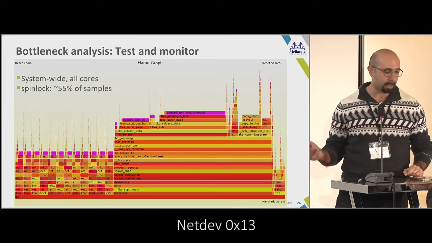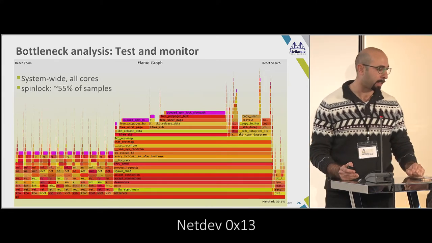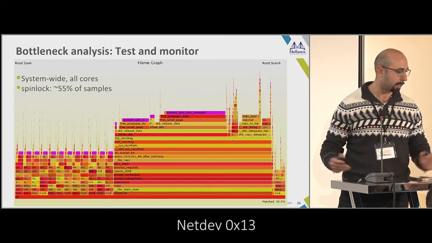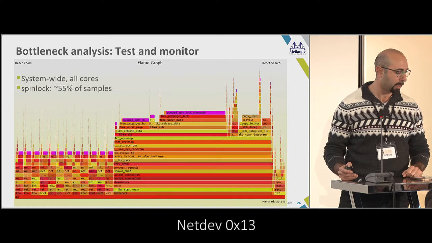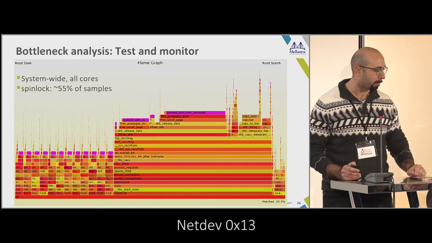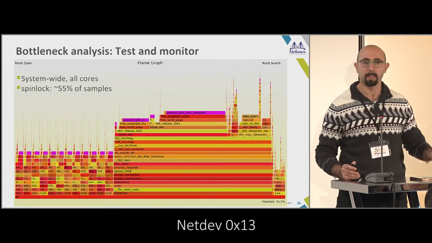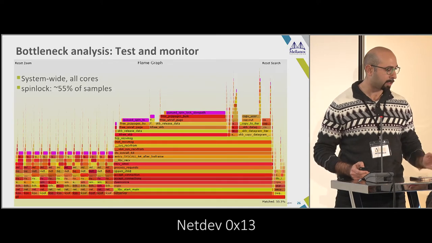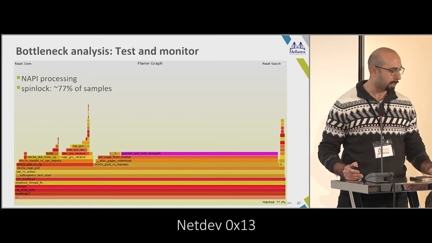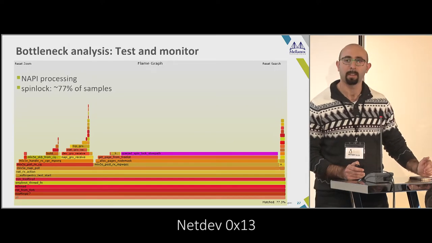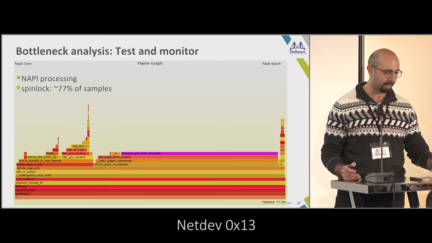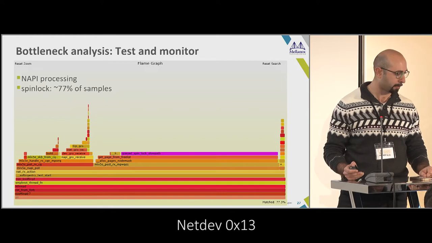Flame graph, this is how it looks. We're spinning 55% of the time. System-wide, you can see the 12 blocks of NAPI processing on the left-hand side. Let's zoom into one of them. Okay, so this is the NAPI processing. Within this NAPI processing, 77% of the time we are spinning. So we clearly see the bottleneck here.